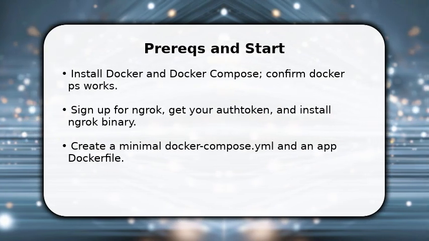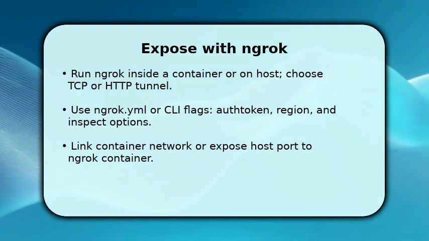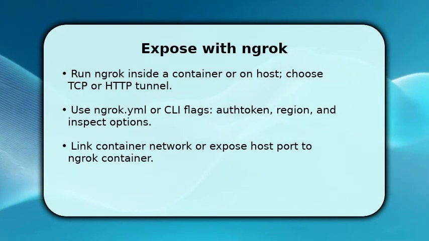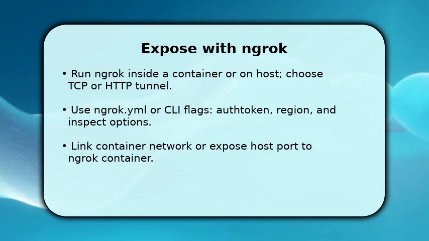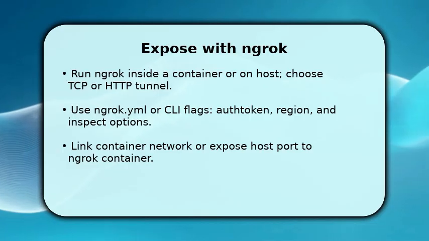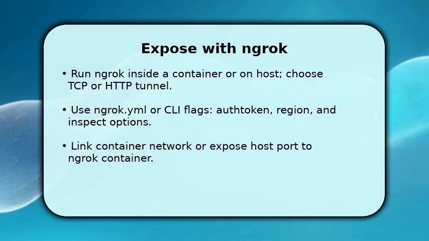Now you connect Ngrok to your running container. You can run Ngrok as a separate container on the same Docker network and point it at container:8080, or run Ngrok on the host targeting localhost:8080. Use ngrok http 8080 --region=us and include your auth token in a mounted ngrok.yml for consistency. Once the tunnel starts, Ngrok will provide a public URL and an inspect console.